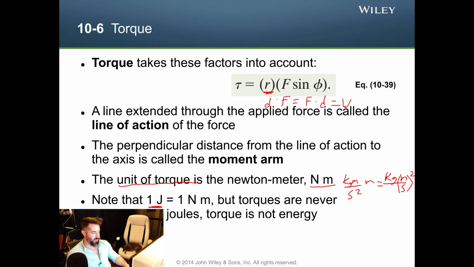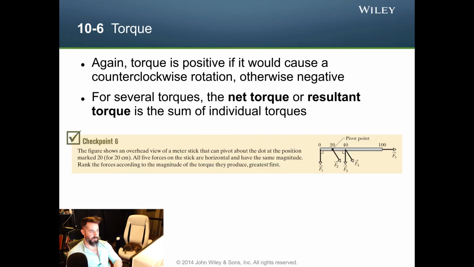But the interesting thing is that it says, note that 1 joule equals 1 Newton meter, but torques are never expressed in joules. And this is very specific because it works out to be the same units as energy, but we do not want to confuse torque with energy. We don't want to use these things interchangeably. We want to use them in conjunction together sometimes, but we don't want to use them interchangeably, replacing one for the other.